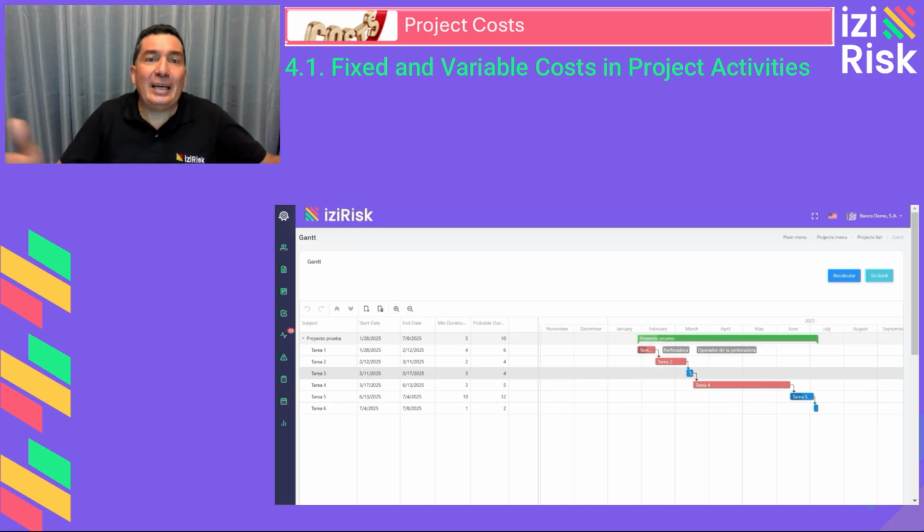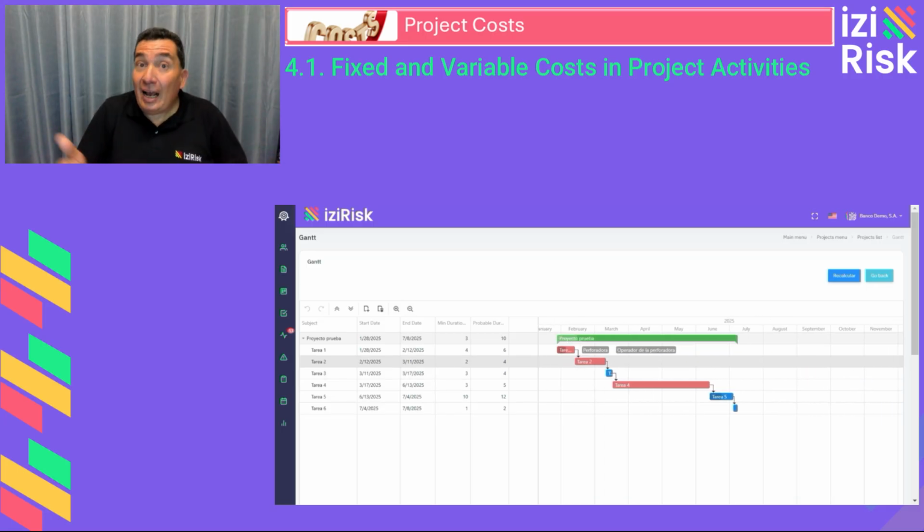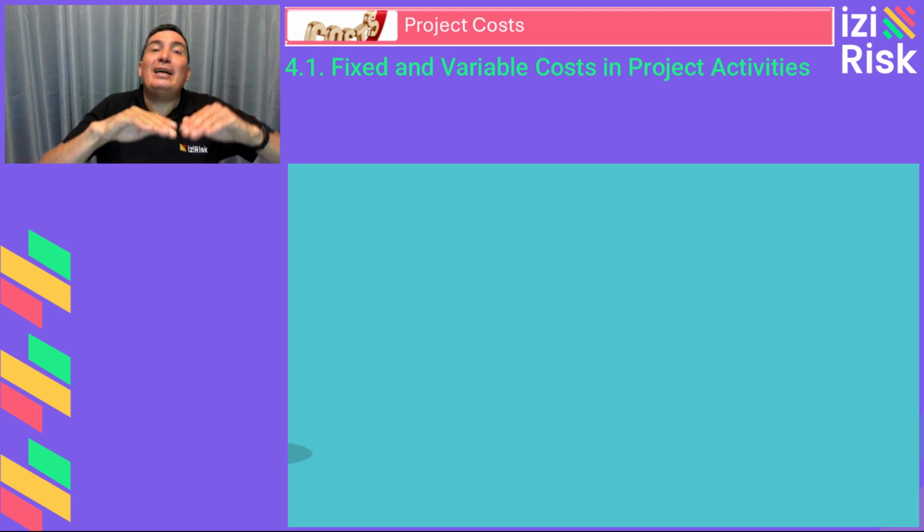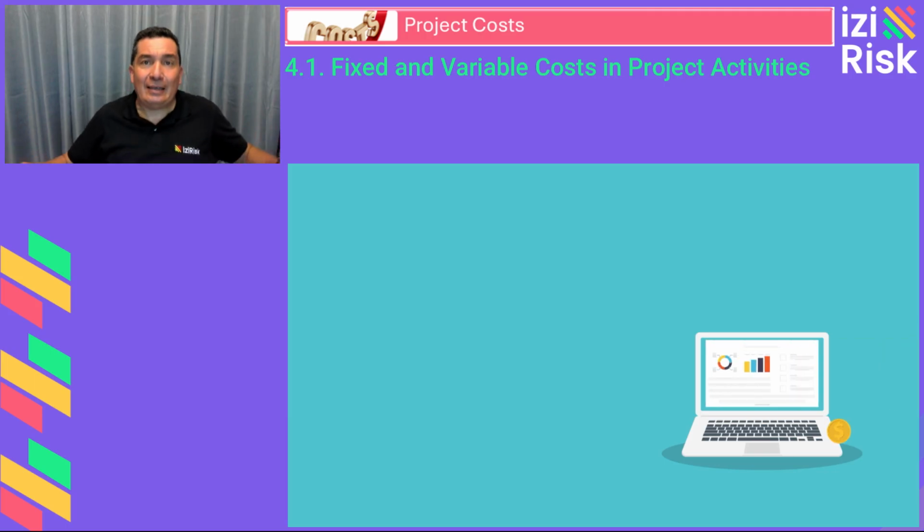So how to classify costs in a project? If a cost increases based on the duration of the task, it is variable. If a cost remains constant regardless of how long it takes, it is fixed.